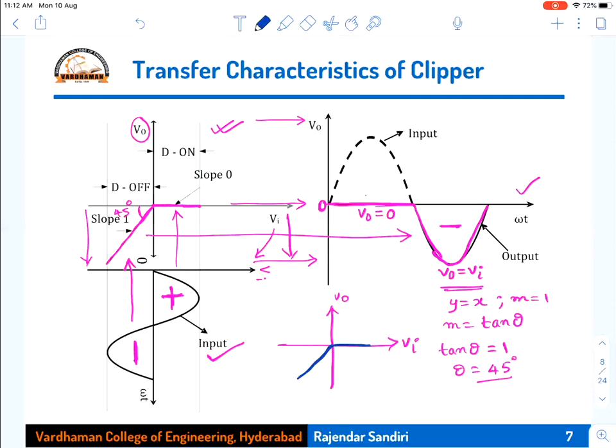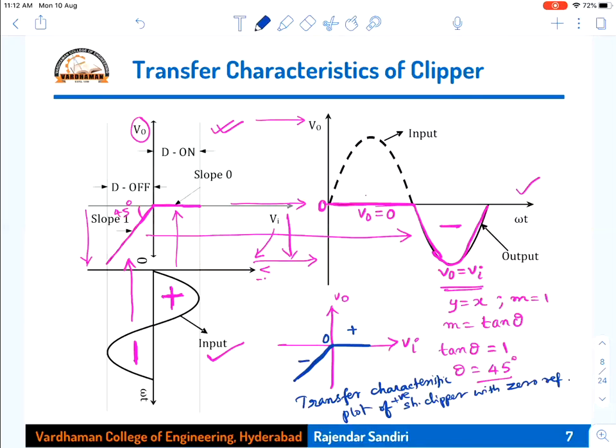So what is the transfer characteristic plot of this clipper? What type of clipper is it? Positive shunt clipper with 0 reference. This is the 0 reference. Above 0 is the positive side, and this is the negative side. On the positive side, the output is 0. On the negative side, the output is the same as the input.